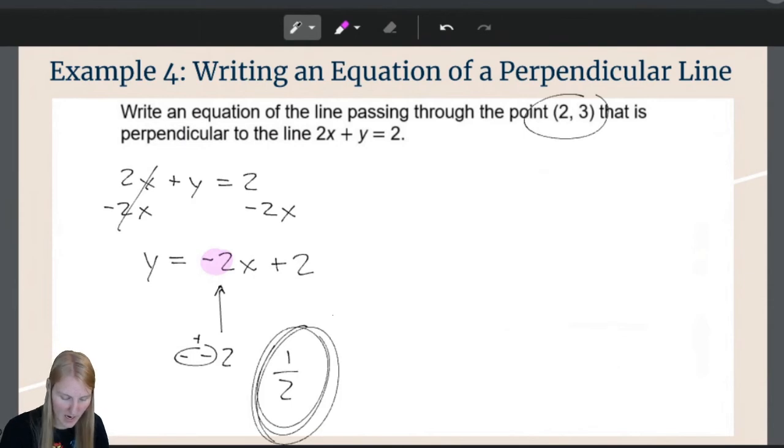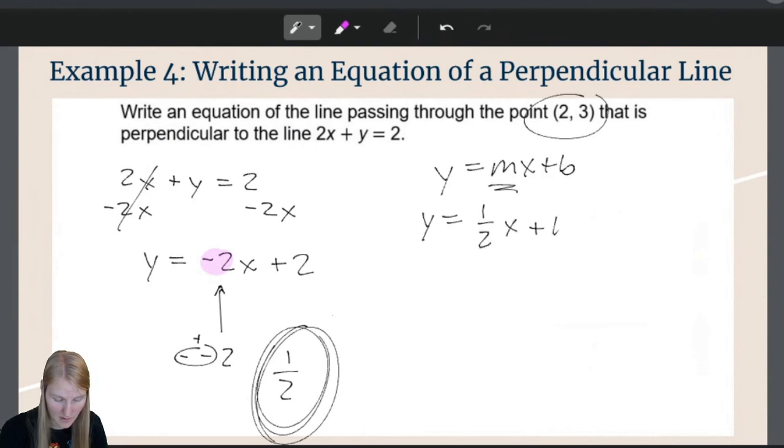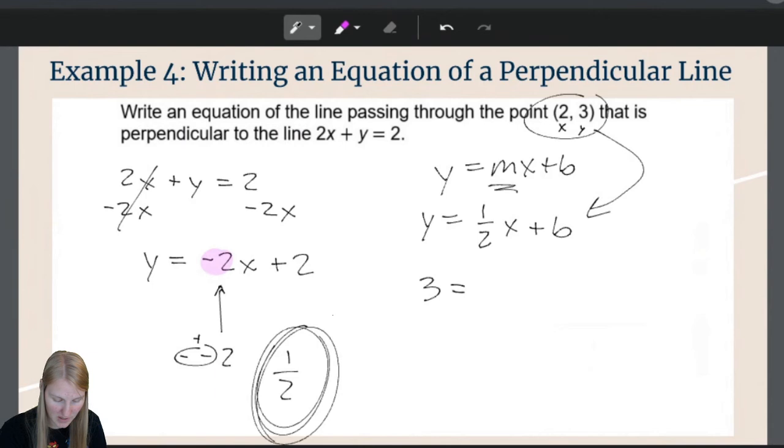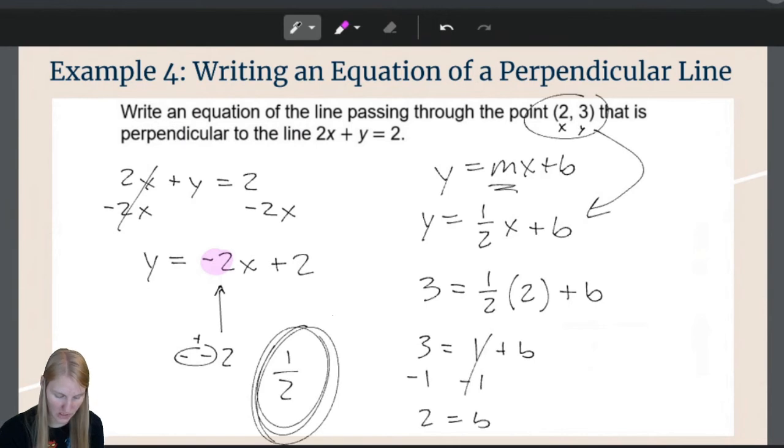Okay. So now I'm going to use y equals mx plus b. I know that my m, or my slope, should be 1/2. Now remember, I can plug in this point and solve for b. So I have my x and my y. I get 3 equals 1/2 times x, x is 2, plus b. So 3 equals 1/2 times 2, that's just 1, plus b. Minus 1 from both sides, and I get 2 equals b.